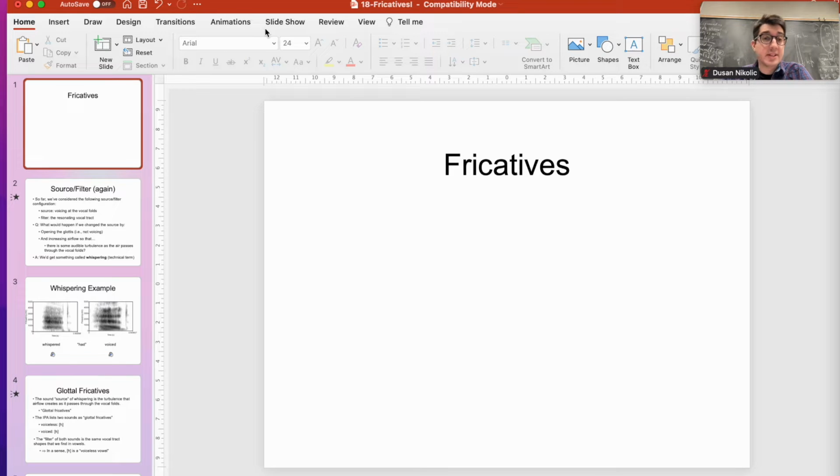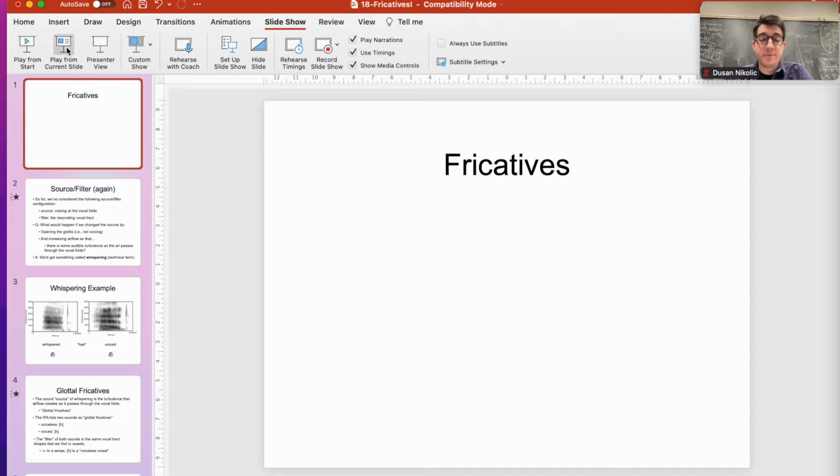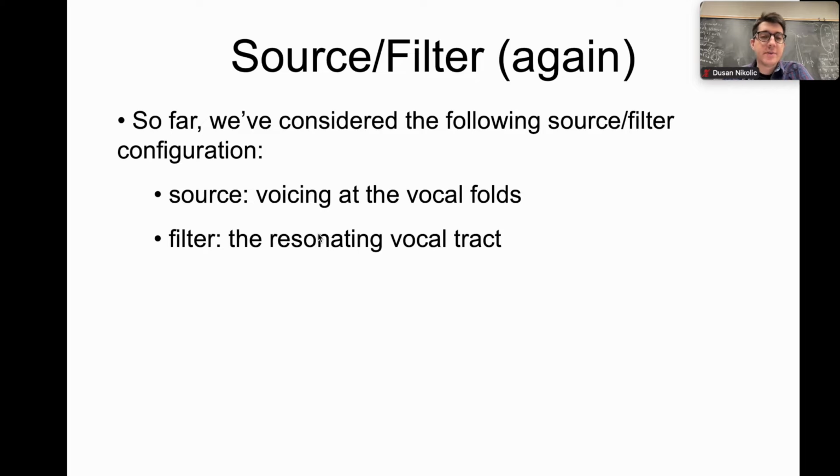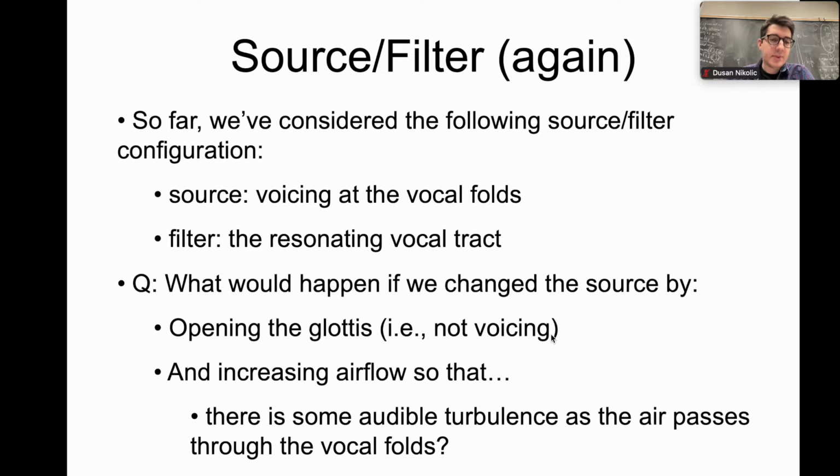That brings us again to our source filter theory, right? So far, we've considered the following source filter configuration: source as the voicing of your vocal folds, and filter the resonating of your vocal tract, right? What would happen if we changed the source by opening the glottis, that is not voicing, and increasing airflow so that there is some audible turbulence as the air passes through the vocal folds? So what would happen then?